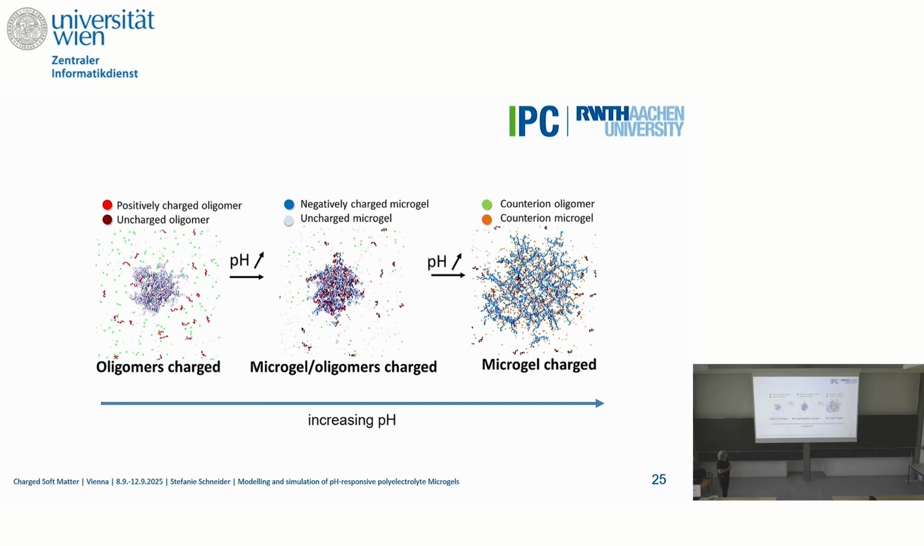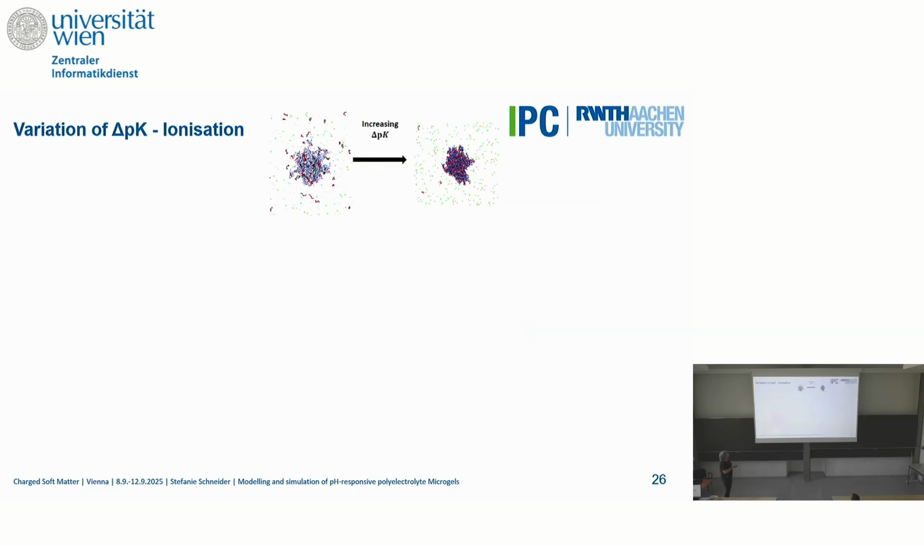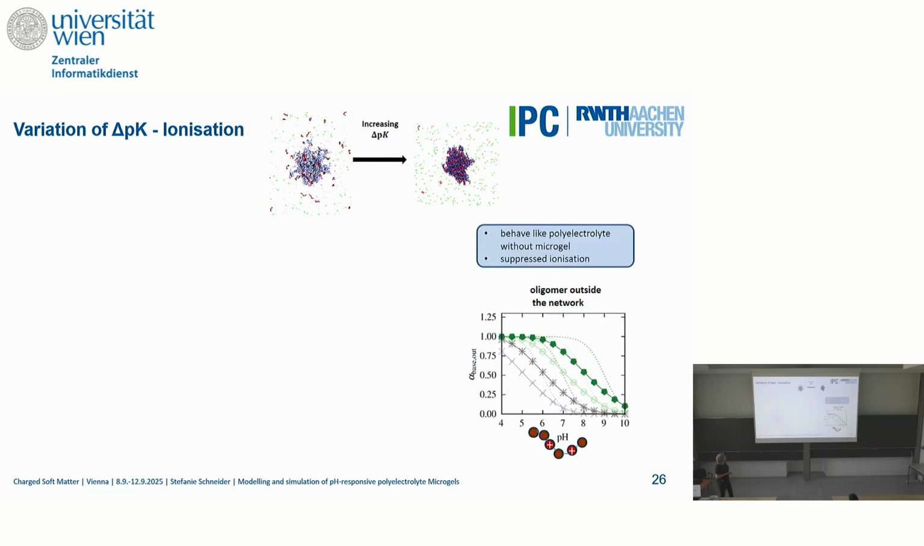So going from low pH and charged oligomers, through intermediate pH with microgels and oligomers charged, we go to a fully charged microgel, but very little charged oligomers. And I just want to show you the variation of two parameters, the delta pK value, as I talked about before, and the chain length. So these are results from delta pK values.